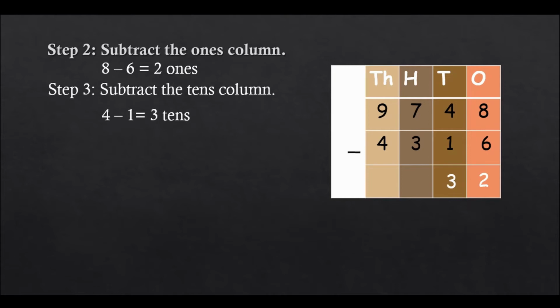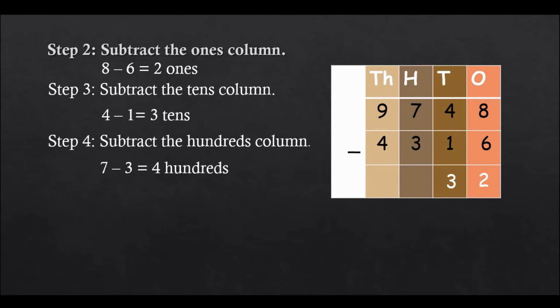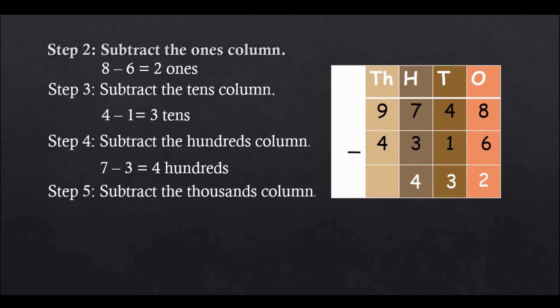Now when we go to the hundreds place column, we have to subtract 3 from 7 and the answer is 4 hundreds. Write it in the box. Now finally, in the thousands column, subtract 5 from 9 and the answer will be 4 thousands. Write 4 in the thousands place.